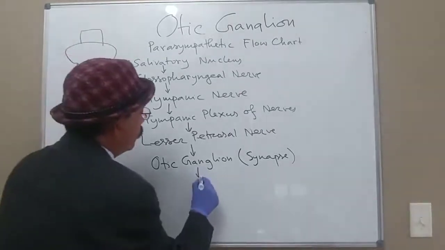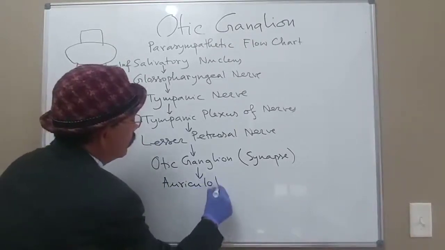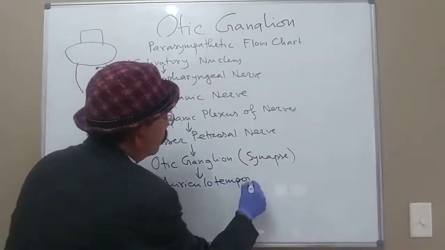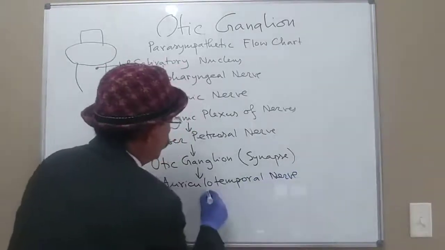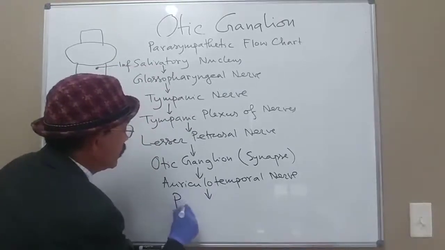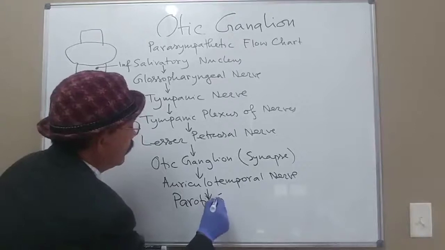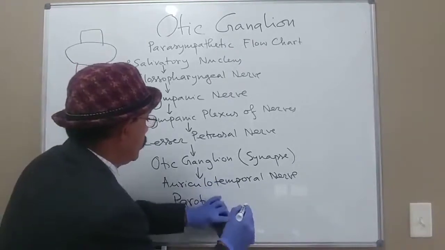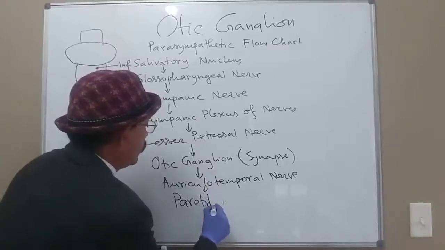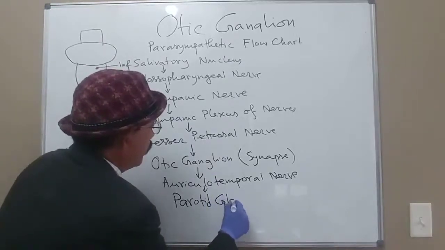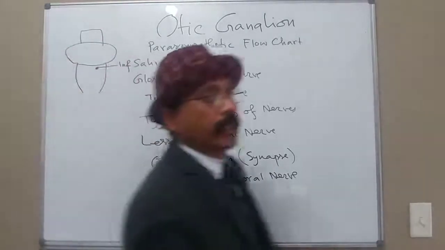Then it will be distributed through the auriculotemporal nerve to the parotid gland, okay. We got the parasympathetic flowchart. Again, try.